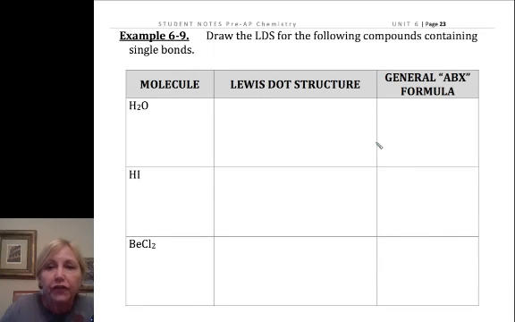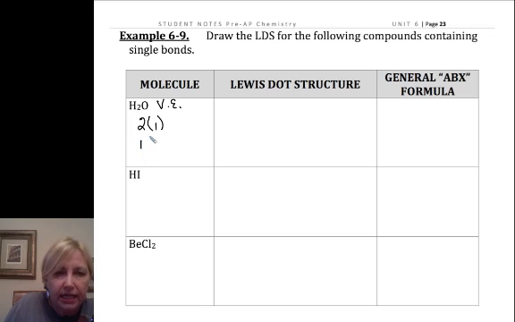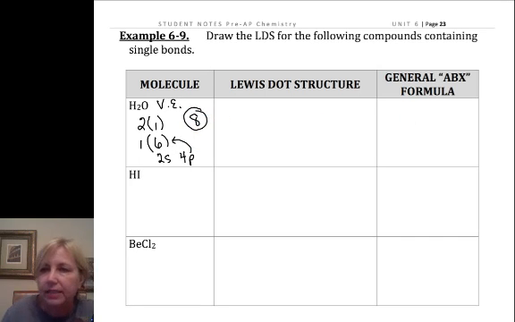All right, let's do a few. Let me show you how I got that water one. The first step is to count up valence electrons. That's like saying, what did everybody bring to the potluck? Well, I have 2 hydrogens. They're in group 1. They each bring 1 electron. I have 1 oxygen. It's in group 16, so it brings 6. There are 2 s electrons and 4 p electrons for oxygen. So that gives me a total of 8 electrons.